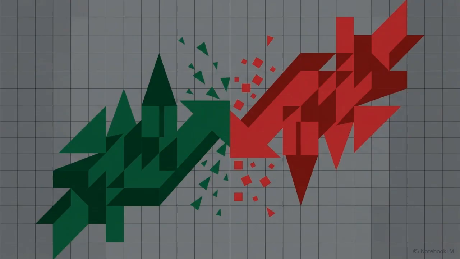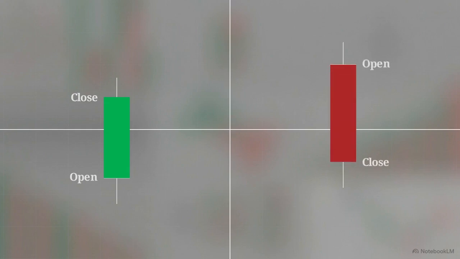To understand the chart, start with a single candlestick. Think of it as a 1-minute or 1-hour boxing match between buyers and sellers. Green candles mean the buyers won and pushed the price higher. Red means the sellers took control and drove it lower. The size of the candle body tells you exactly how decisive that win was.